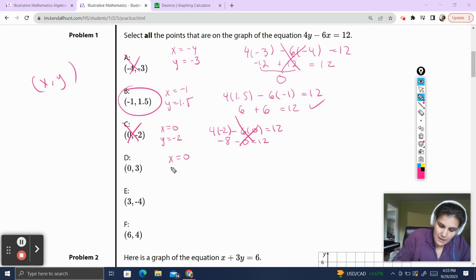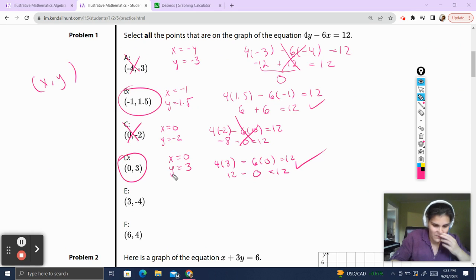In this case, x is 0, y is 3. 4 times 3, which is y, minus 6 times 0 is equal to 12. 4 times 3 is 12, minus 0 is equal to 12. This is true. This guy is in our graph.